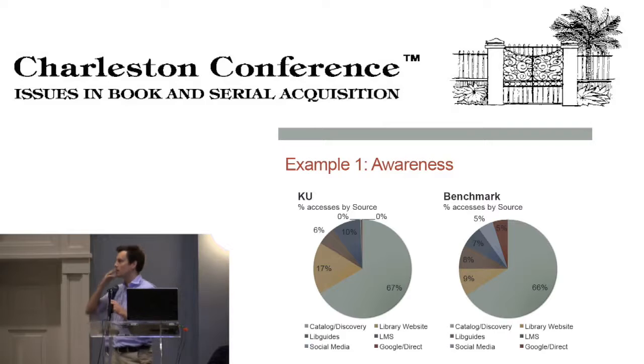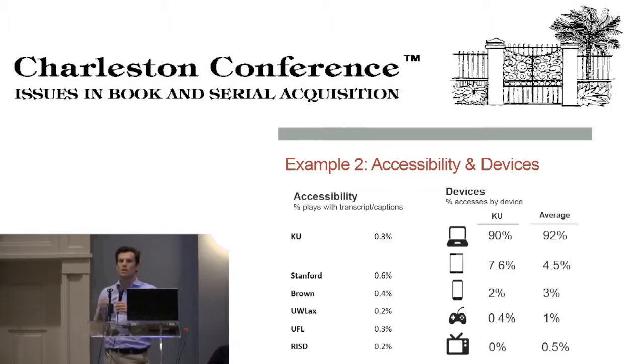Another library in this study was Wisconsin. They had 40% of their usage coming from the learning management system, much higher than the averages. So that was really interesting for them. I'm going to really quickly spin through this. Other methods of benchmarking were around accessibility and devices. A really interesting thing for the Stanford and Brown folks here was that they were seeing a lot higher use of accessibility metrics or tools on their website.